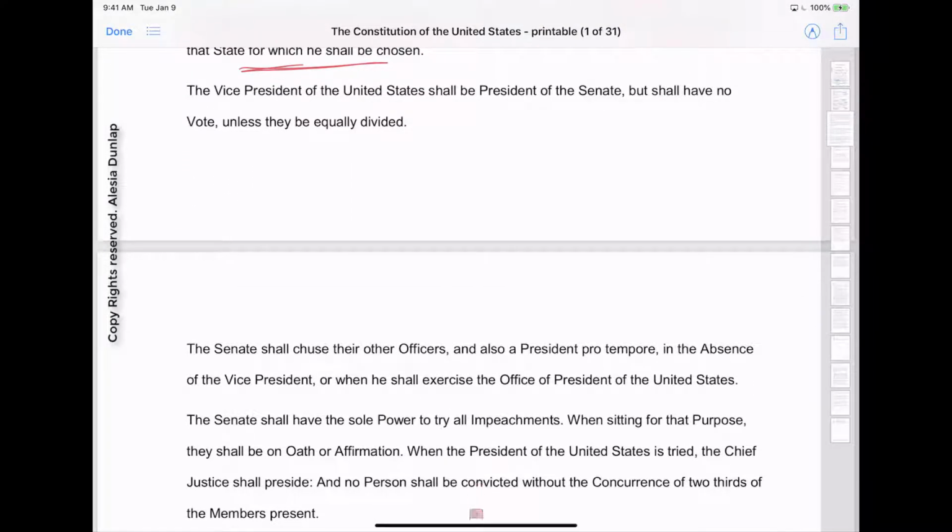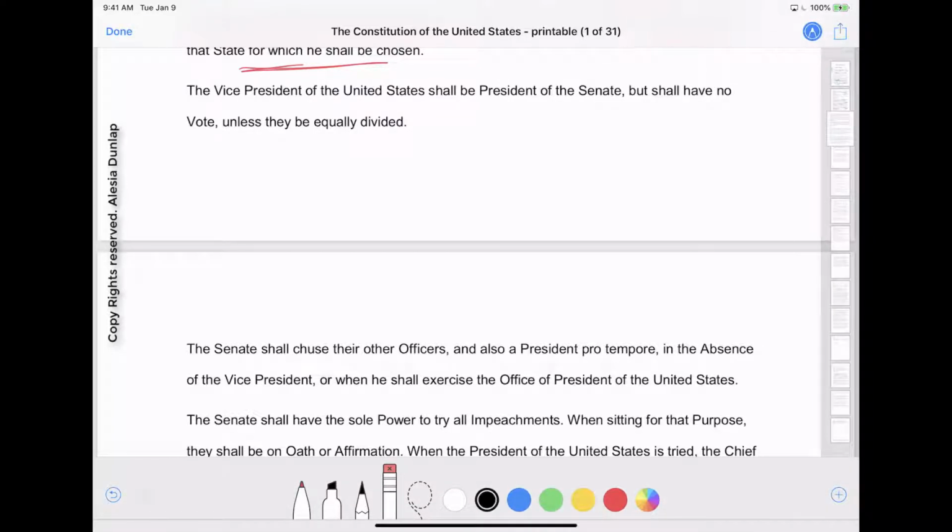Now, in this portion here, the vice president of the United States shall be the president of the Senate, but shall have no vote unless they be equally divided. So if there's a split vote on a particular law, then the vice president will vote to break that particular tie.